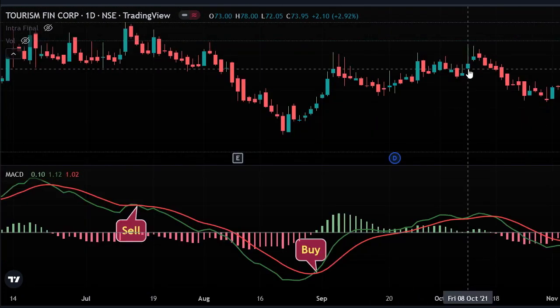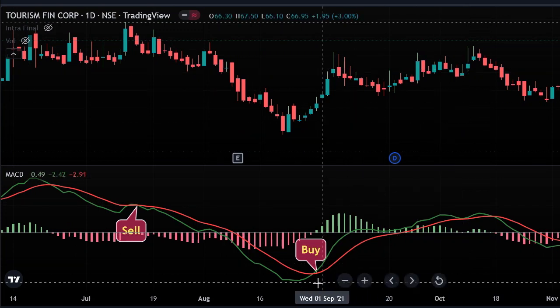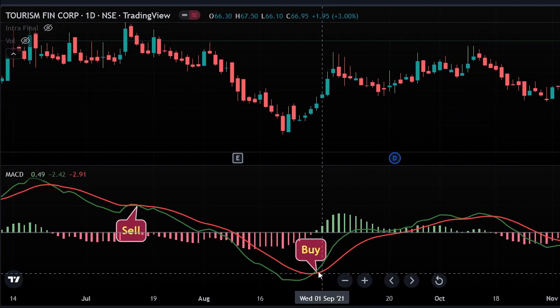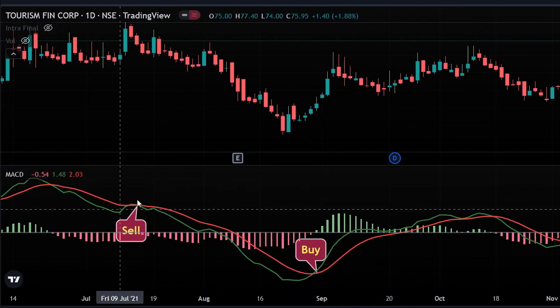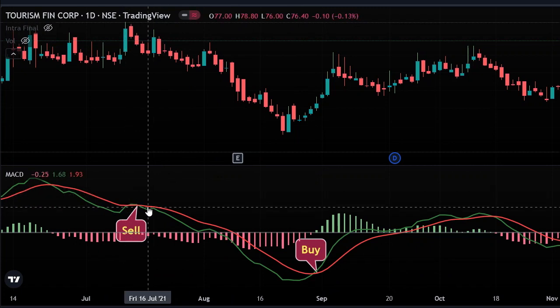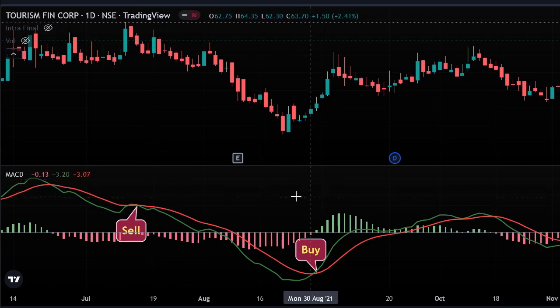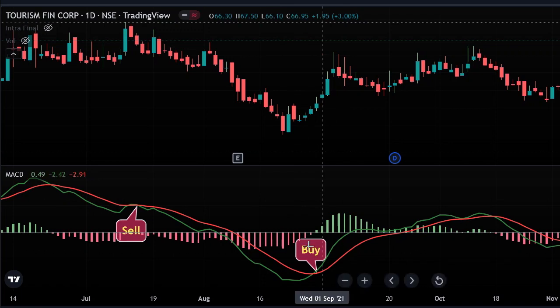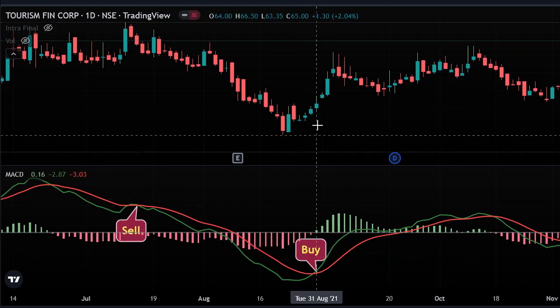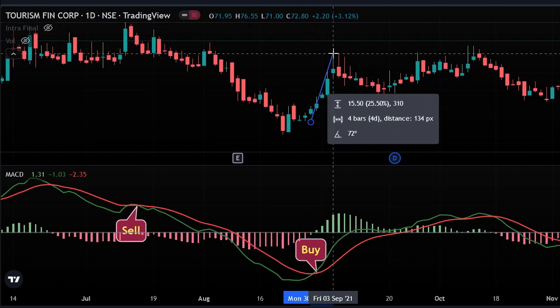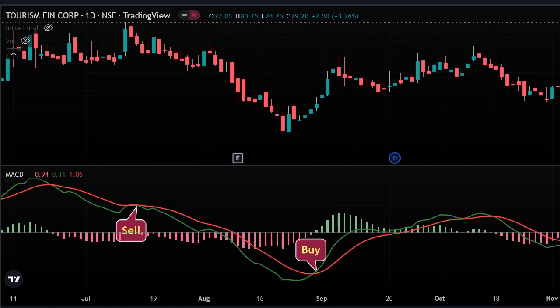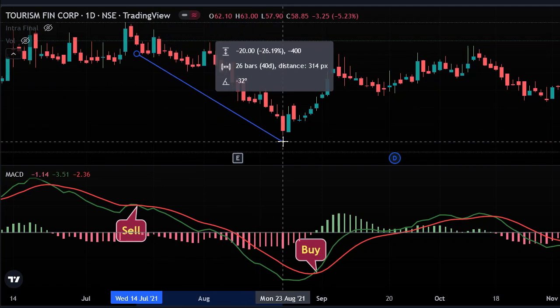Now we will talk about the crossover of the MACD and signal line. Whenever the green line crosses the red line, it is a buy signal, and whenever the red line crosses the green line, it is a sell signal. And you can see, if we buy at this point, we are getting 25% profit in 4 days, and if we sell at this point, we are getting 26% profit in 40 days.